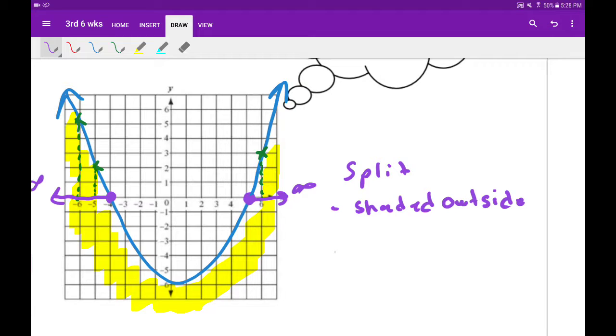Okay, and kind of a template. X is less than your low, so just think low, low, low less than. Or x is greater than your high. Okay, so just think high greater than.